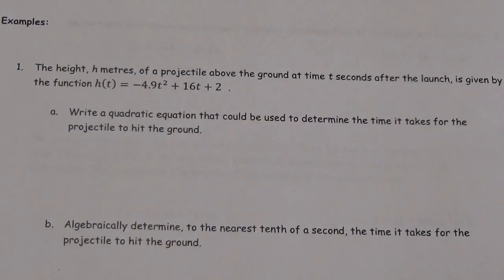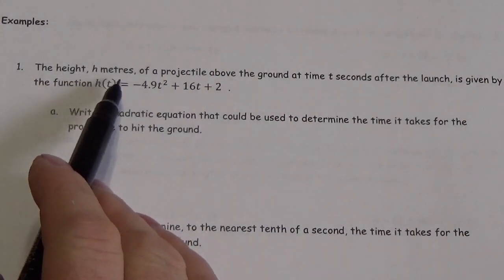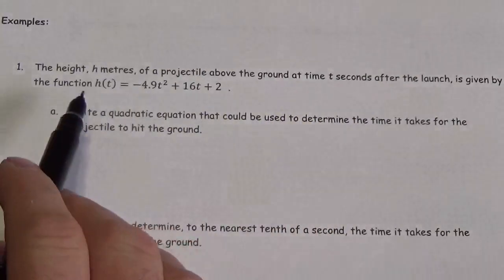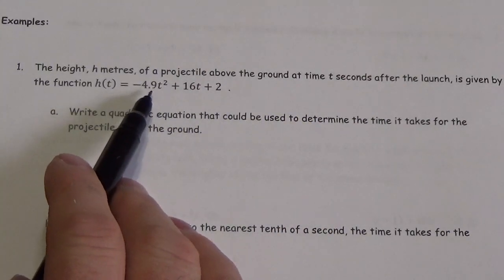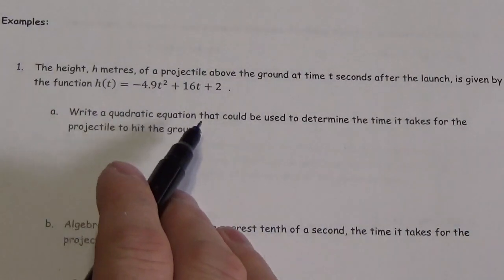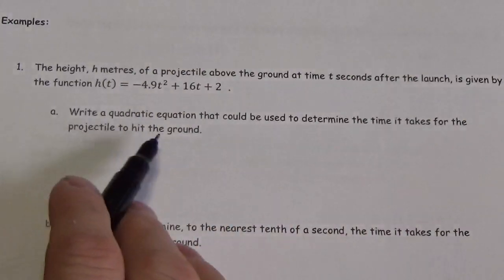So for our first example, let's go through and read the question. The height h in meters of a projectile above the ground at a time t seconds after launch is given by the function h of t is equal to negative 4.9t squared plus 16t plus 2. We're going to write an equation that could be used to determine the time it takes for the projectile to reach the ground.